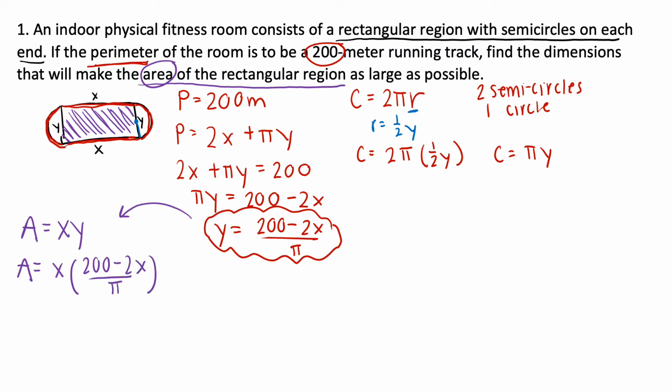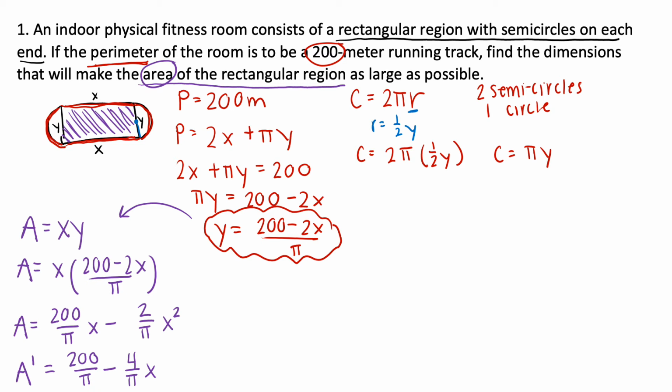Let's distribute our x and break this into two fractions. So we have area equals 200 over pi times x minus 2 over pi x squared. Breaking it up was a good idea because now it'll be a little bit easier for us to take our derivative. So taking our derivative A prime, power rule just gives us 200 over pi minus, bringing our 2 in front, we get 4 over pi x to the first power.